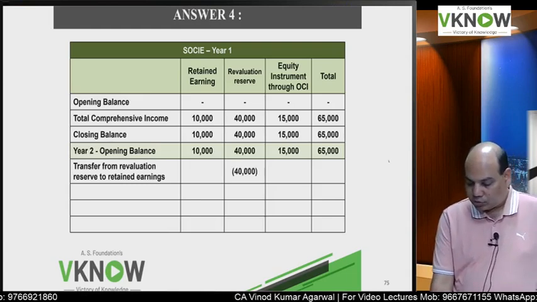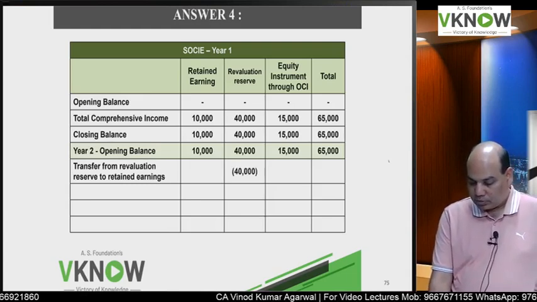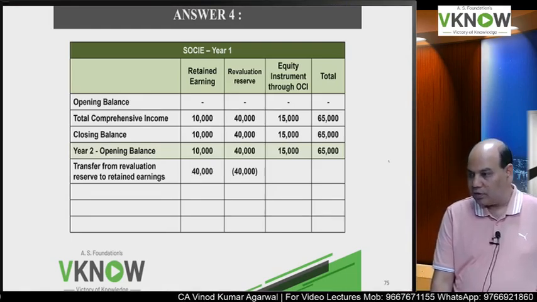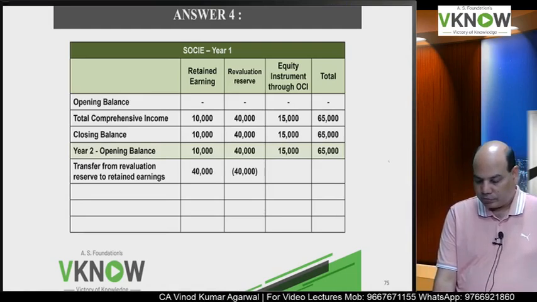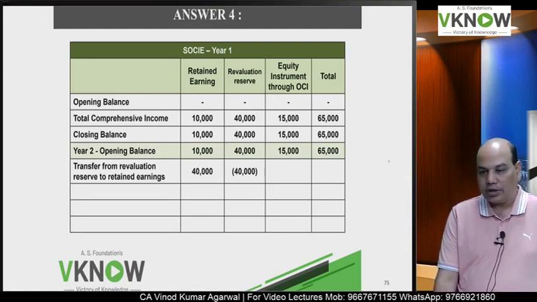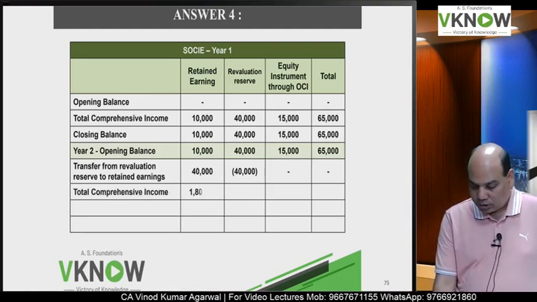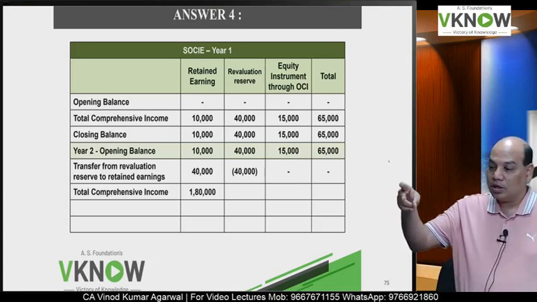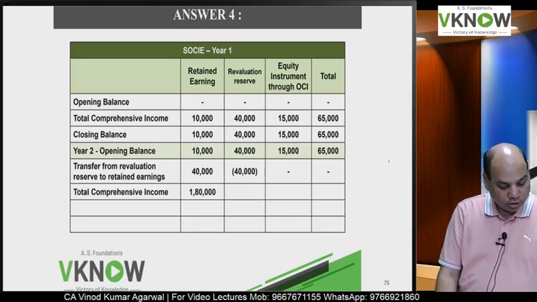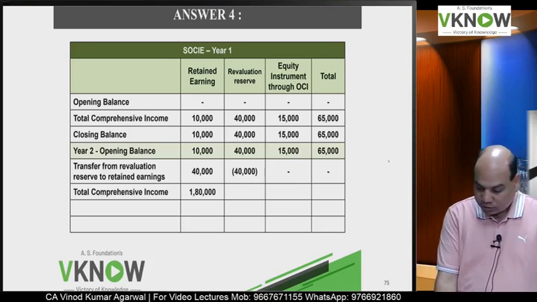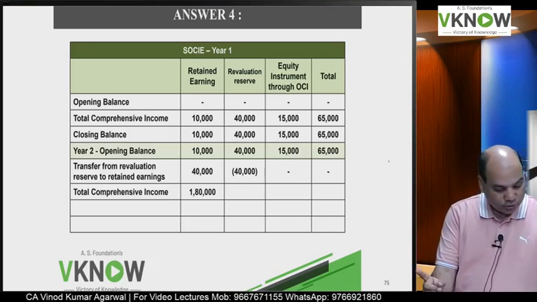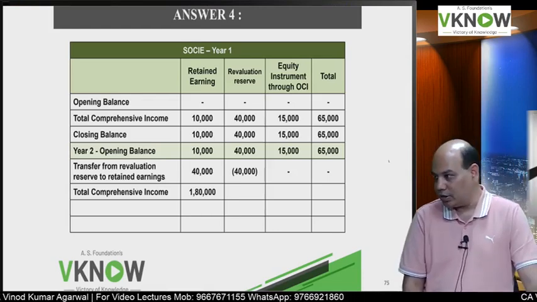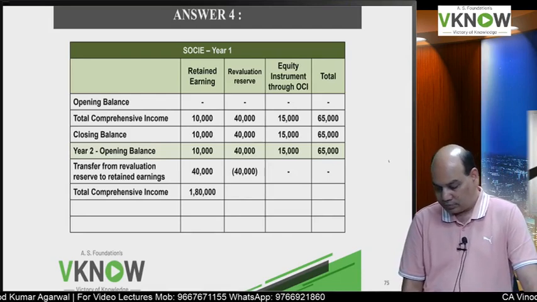So once you have sold the PP item, you put 40,000 negative in the revaluation reserve column and 40,000 positive in the retained earning column, and then total comprehensive income. Go to the second year in the P&L account. From the top you see somewhere you have written 1,60,000 and 20,000. So both 160 plus 20, 180 will come in the retained earning. You don't have to write separately.